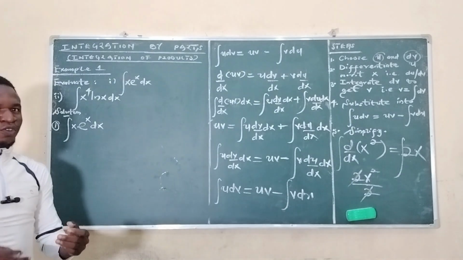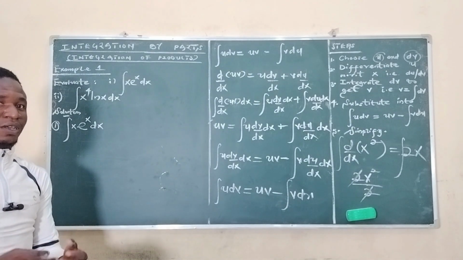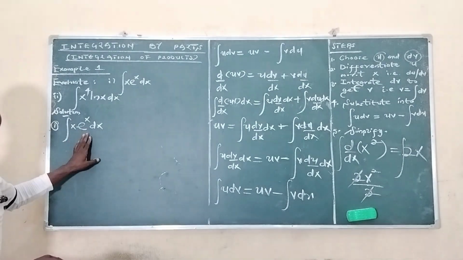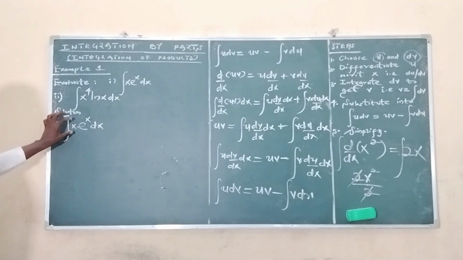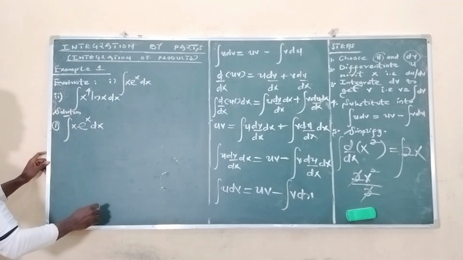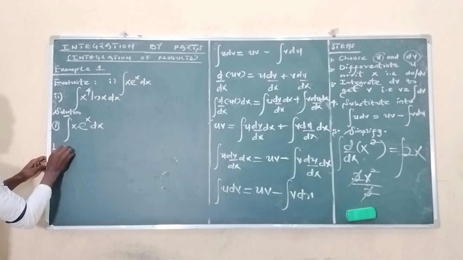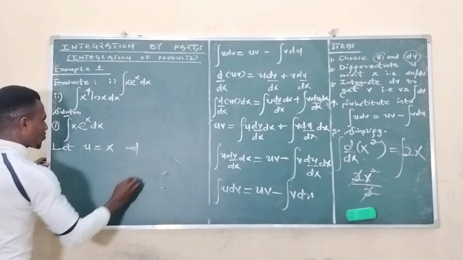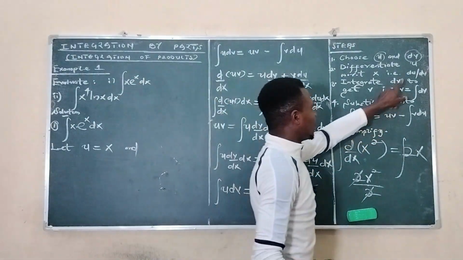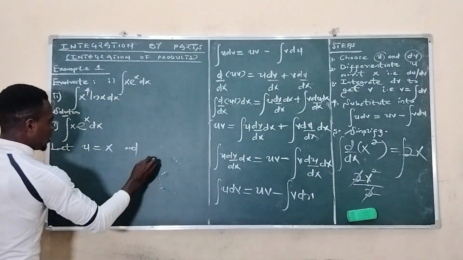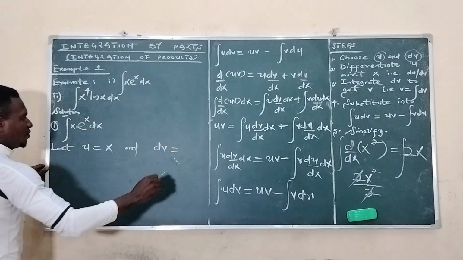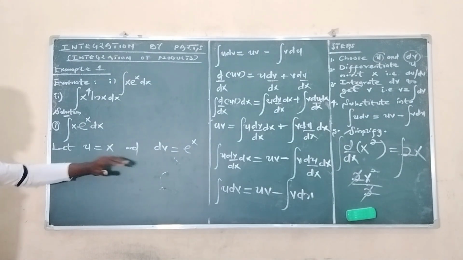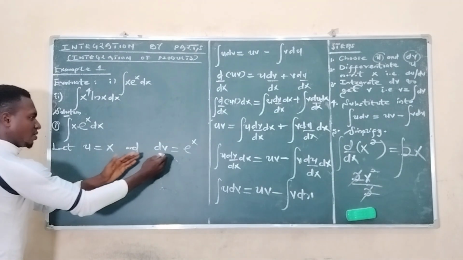Now, there are some methodologies that are outlined in order to appropriately select the u function and the dv function. So in this case, we are going to pick our u as x, and we also need to select the dv. So let u be equal to x, and dv is equal to exponential x dx. So what do we do at this point? We differentiate u and integrate the dv.